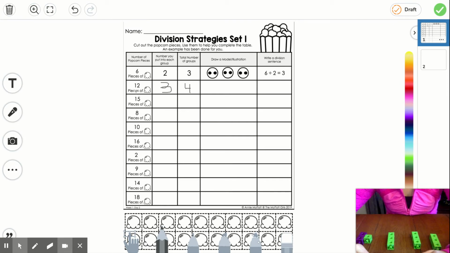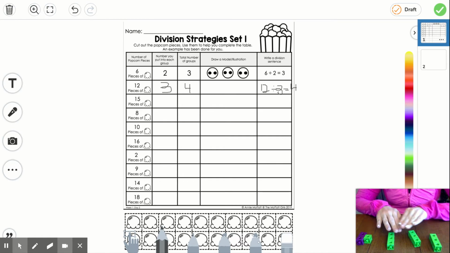Then you're going to take your whole amount, 12, and you're going to divide it by 3. And when you divide it, which means put it into 3 equal groups, you're going to get 4. Okay, so that is one strategy for solving this. You could cut those little popcorn pieces up and then manipulate them and move them around until you have equal groups of that number.